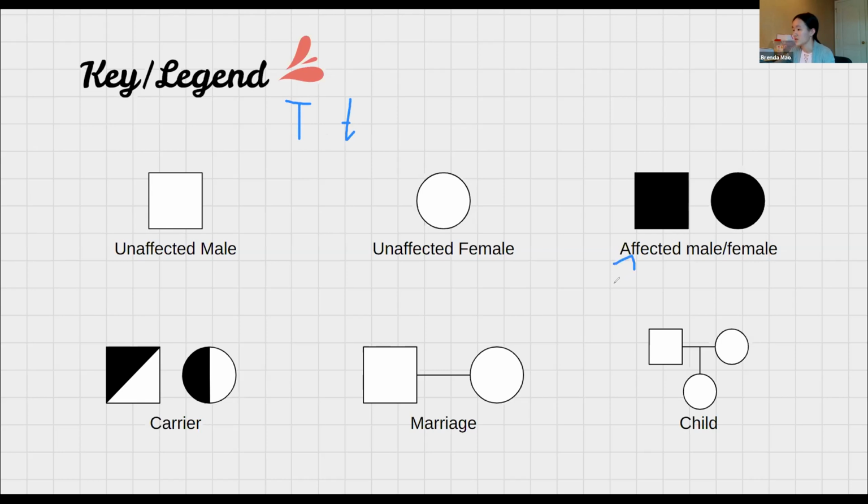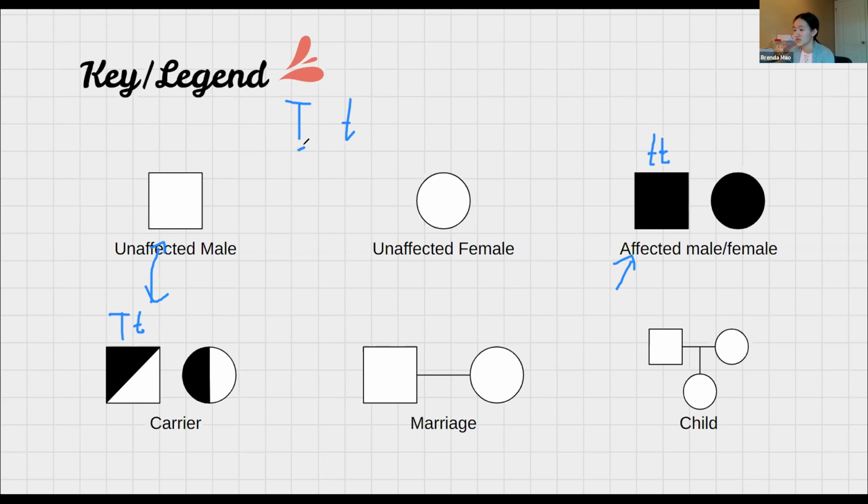So for affected people, they have to have the recessive alleles, and that would mean they're all short. However, for carriers, they have two different alleles. So in this case, they would be tall. But they would just be the same thing as over here. Sometimes they will be marked differently, sometimes they won't.